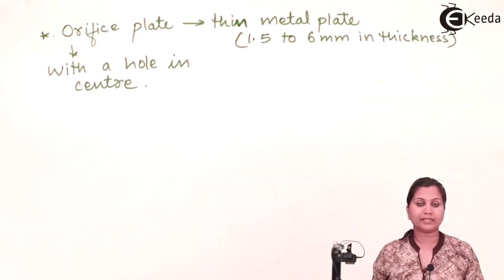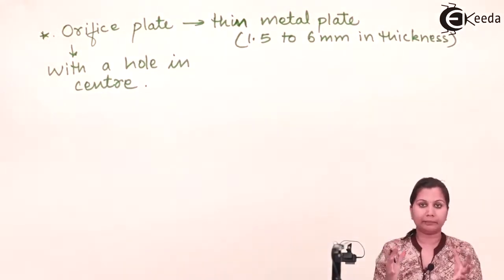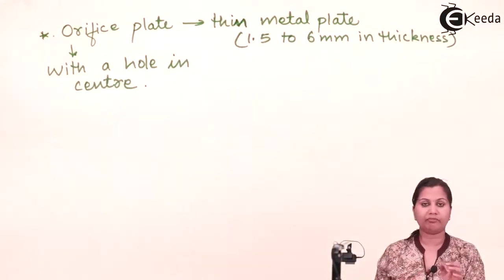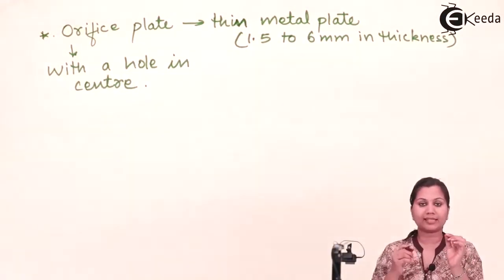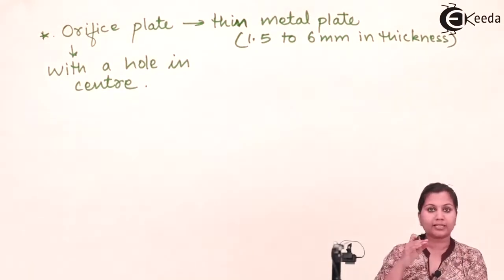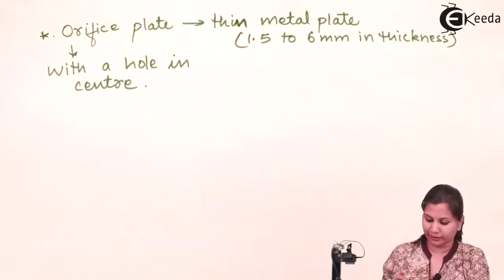So orifice plate is nothing but a thin metal plate which is having thickness of 1.5 to 6 mm. Very thin plate is this, and this thin plate is having a hole in its center so that the fluid can flow through it.